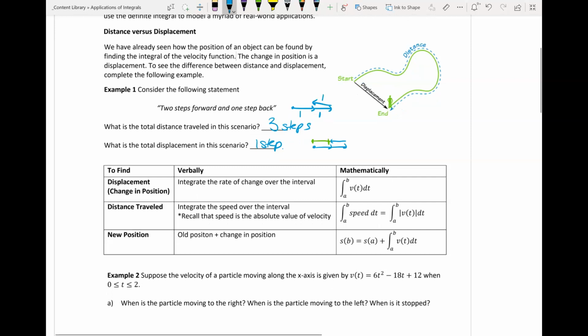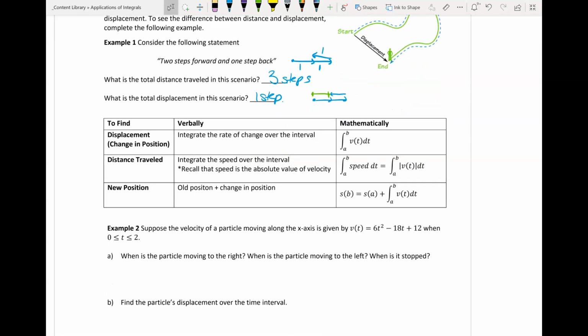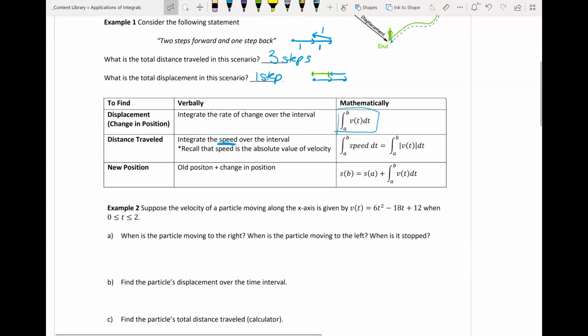So if we want to find the displacement, or the change in position, we are going to integrate the rate of change over the interval. So mathematically, it looks like this. If we want to find the distance traveled, then we're going to integrate speed instead of the velocity over the interval. Recall that speed is the absolute value of velocity, so it just looks like your displacement one, but with absolute value around the v of t.